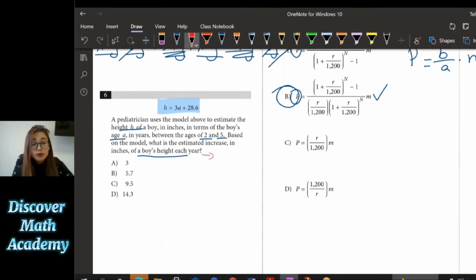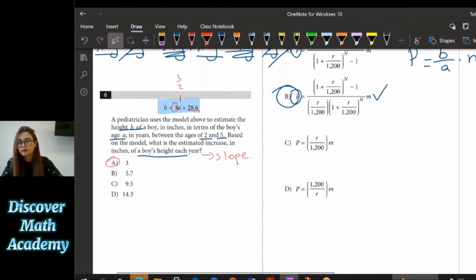It means that they ask you for the slope. So what is the slope? Slope is 3. The answer is gonna be 3 because each year it will increase by 3. If it's 1, it's gonna be plus 3. If it's 2, it's gonna be plus 6. 3, plus 9. That's why every year it will increase by 3. So next question.